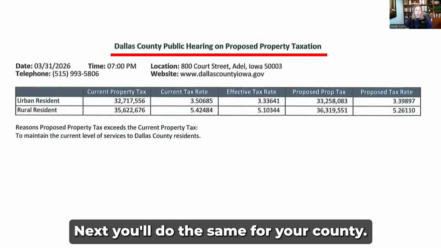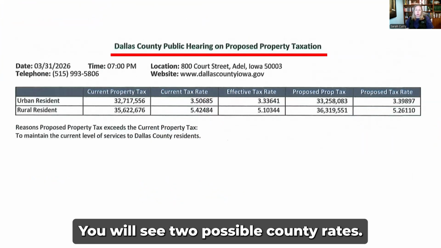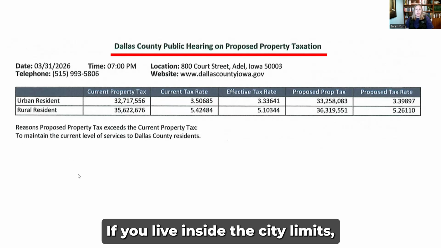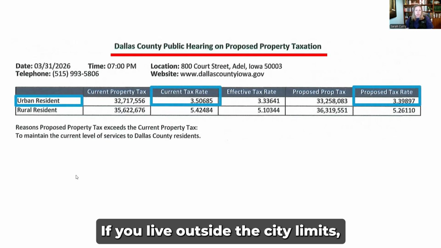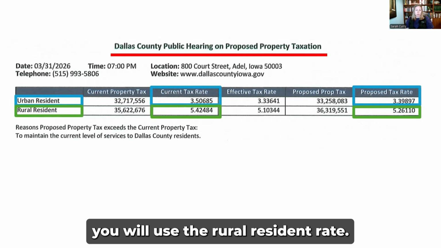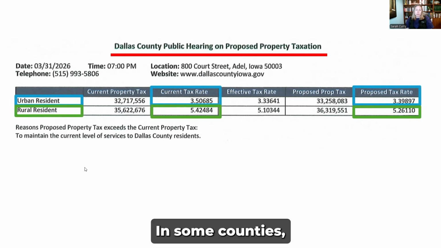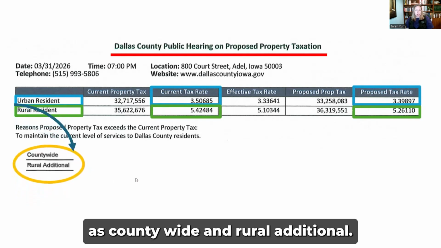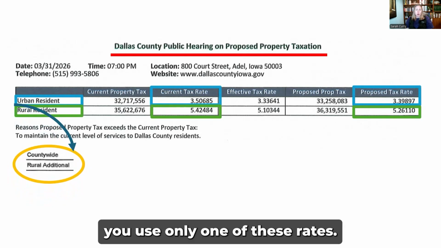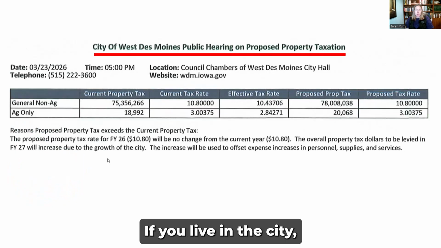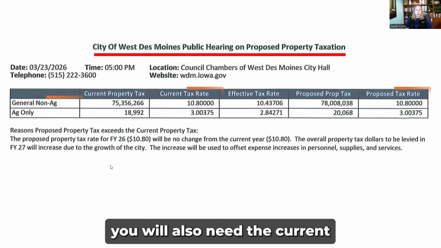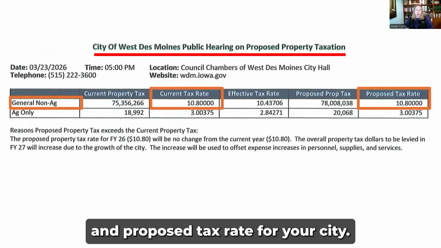Next, you'll do the same for your county. You will see two possible county rates. If you live inside the city limits, you will use the urban resident rate. If you live outside the city limits, you will use the rural resident rate. In some counties, these may be labeled as county-wide and rural additional. It's important to remember that you use only one of these rates. They are not added together. If you live in a city, you will also need the current and proposed tax rate for your city.